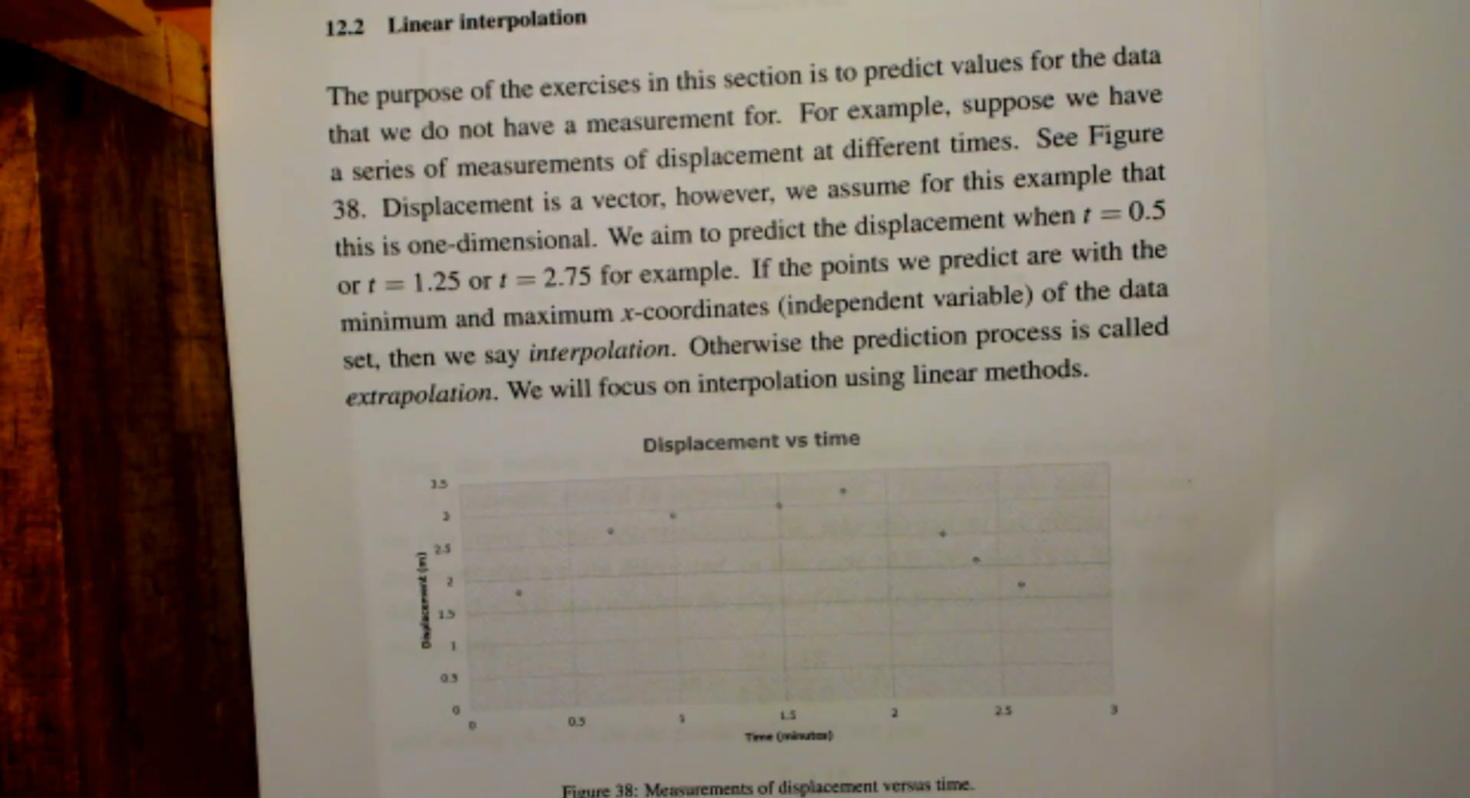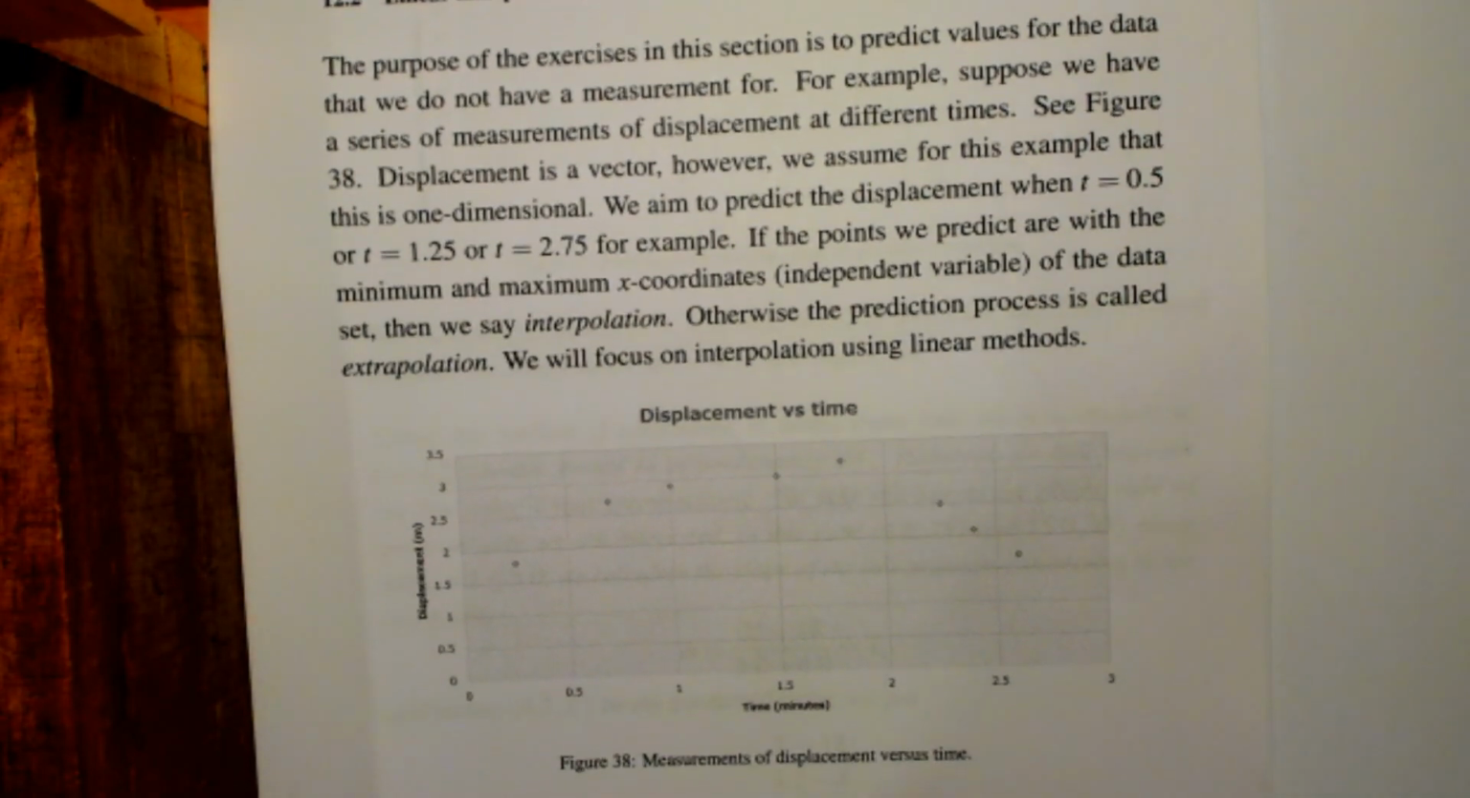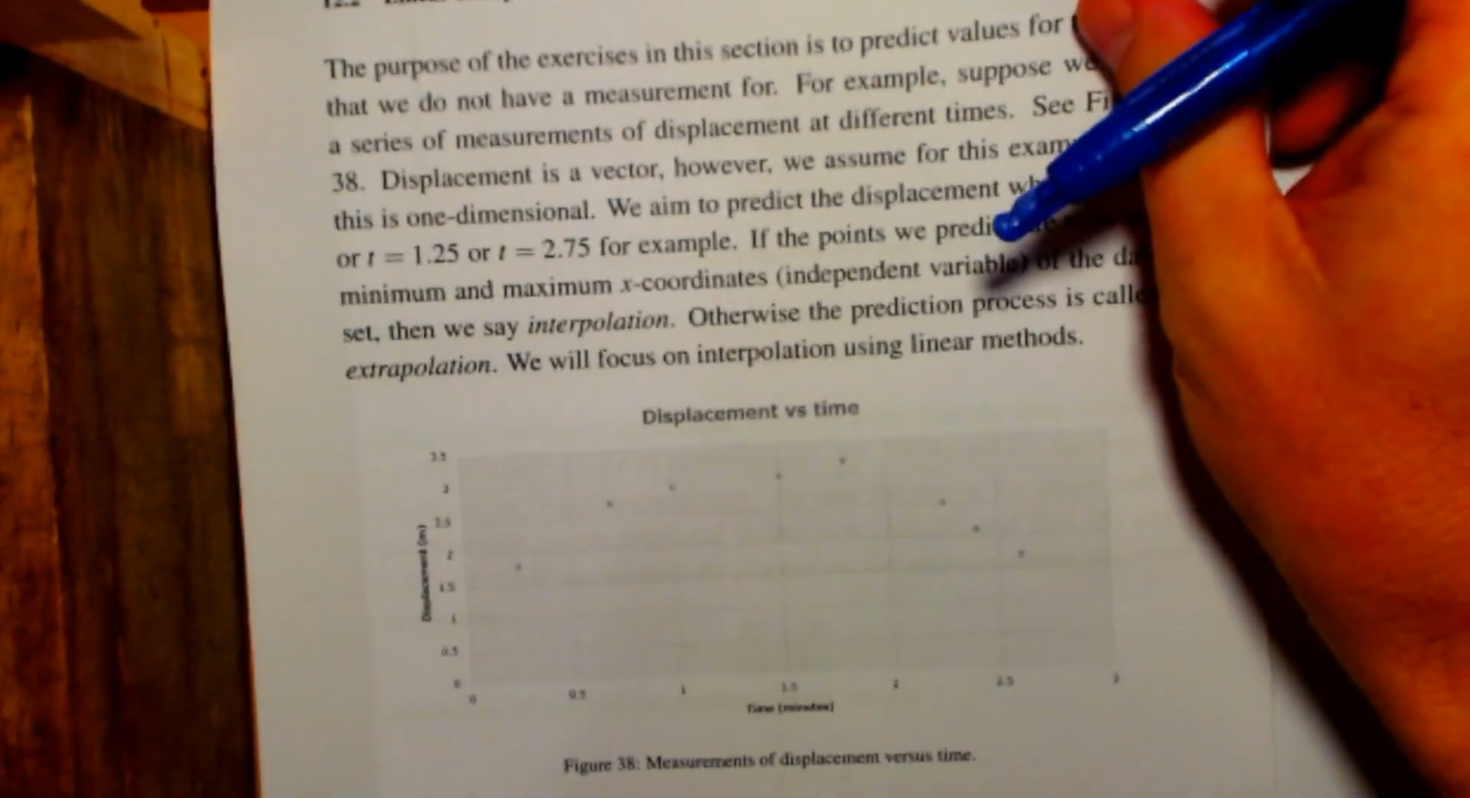If the points we predict are within the minimum and maximum x coordinates, or t coordinates in this case, the independent variable of the data set, then we say interpolation. Otherwise, the predicted process is called extrapolation. So that would be to use the model outside of the domain for which we've collected data. We'll focus on interpolation using linear methods here.